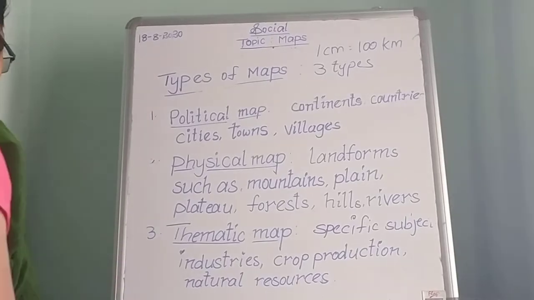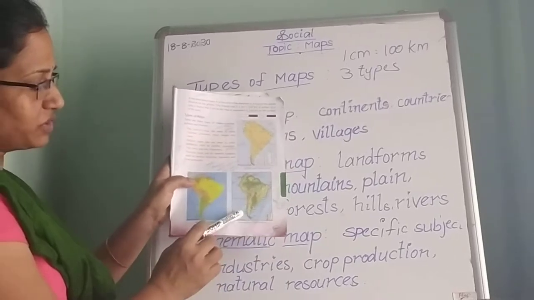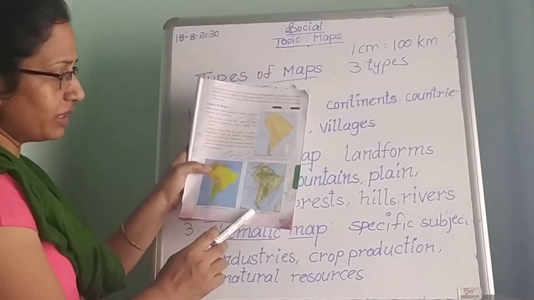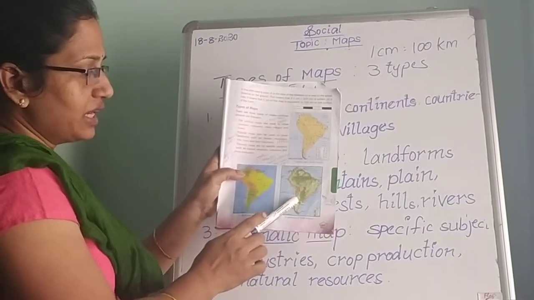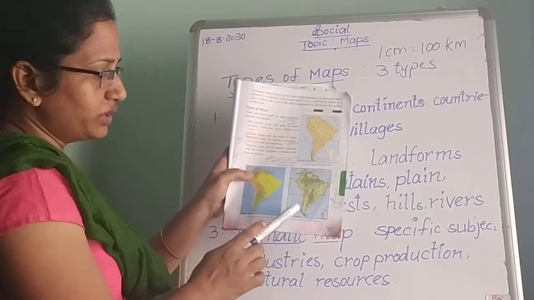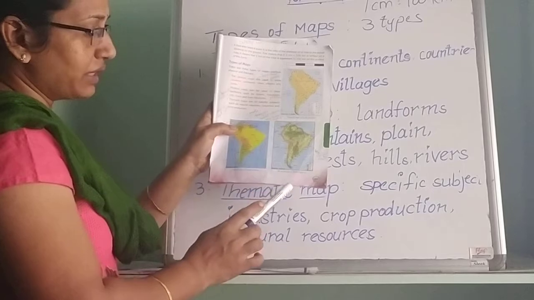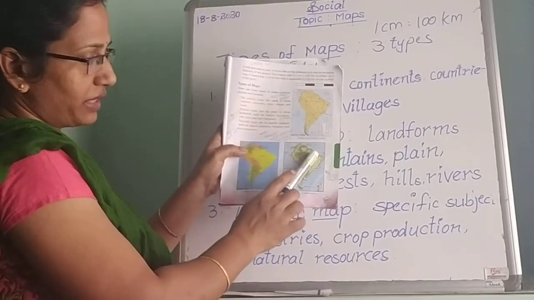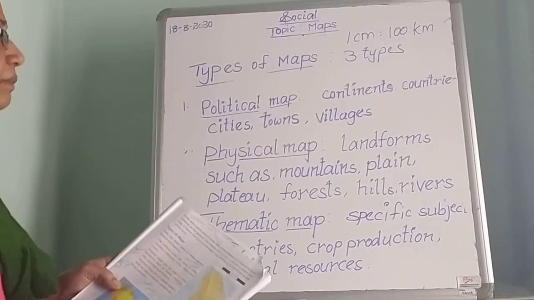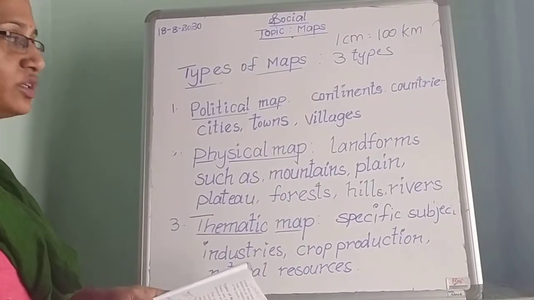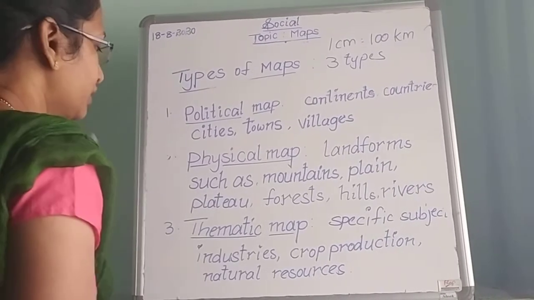In your textbook, you have one of the physical maps. Just observe the textbook. Here, they have given yellow color for deserts, green color for plains, and brown color for mountains. These are clearly specified in this map. This is the physical map of South America. In the physical map we can clearly show mountains, plains, plateaus, deserts, rivers, lakes, etc.